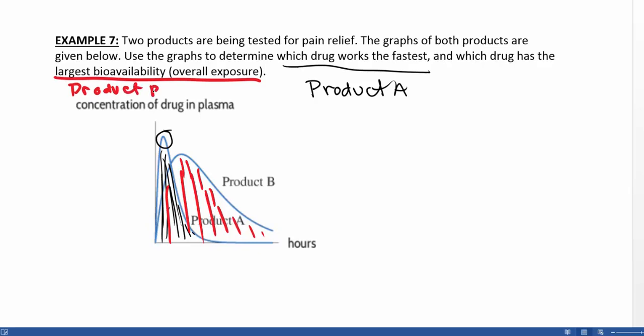So depending on what the ingredients are of this particular drug, we may have concerns about how much exposure we have because of product B. Because it stays in the system longer, you're exposed longer, and the area under that curve is much larger than drug A.